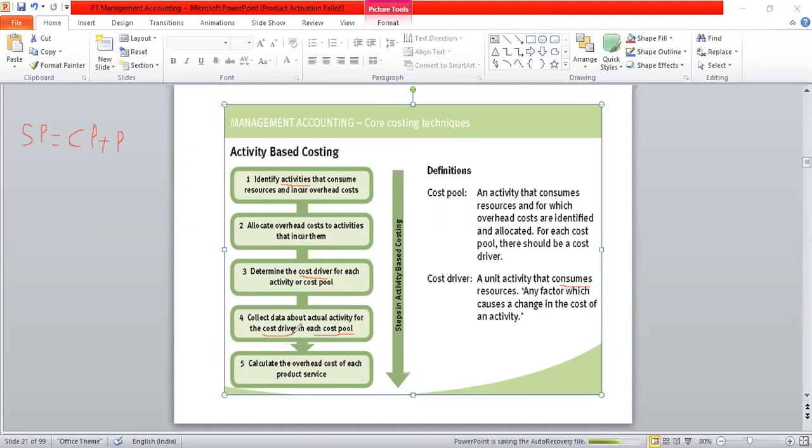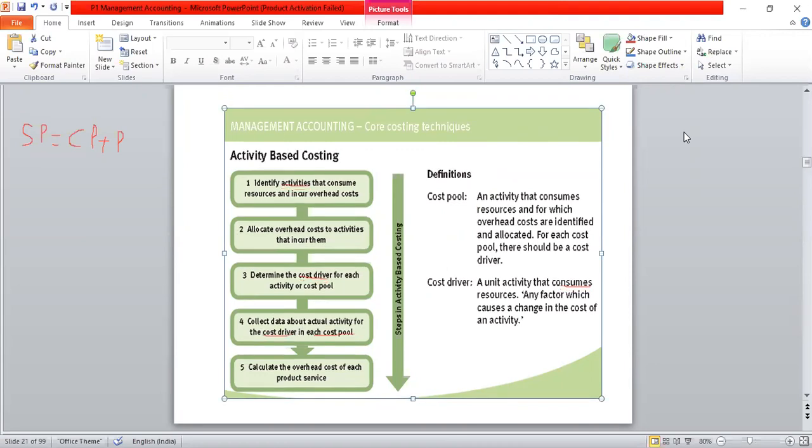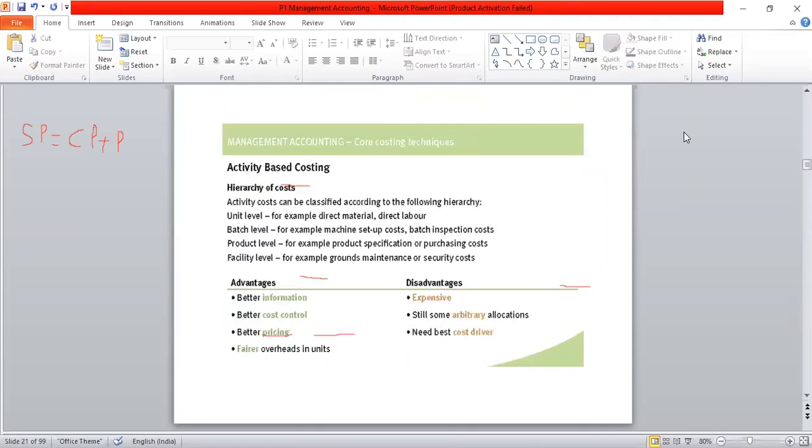The costs are allocated. The advantage with ABC is the appropriate amount of overhead cost will be allocated. Better information, better cost control, better pricing, fairer overheads in units. But the disadvantage is it's time consuming. Someone has to be involved with looking at how the cost should be allocated. It is time consuming and expensive.